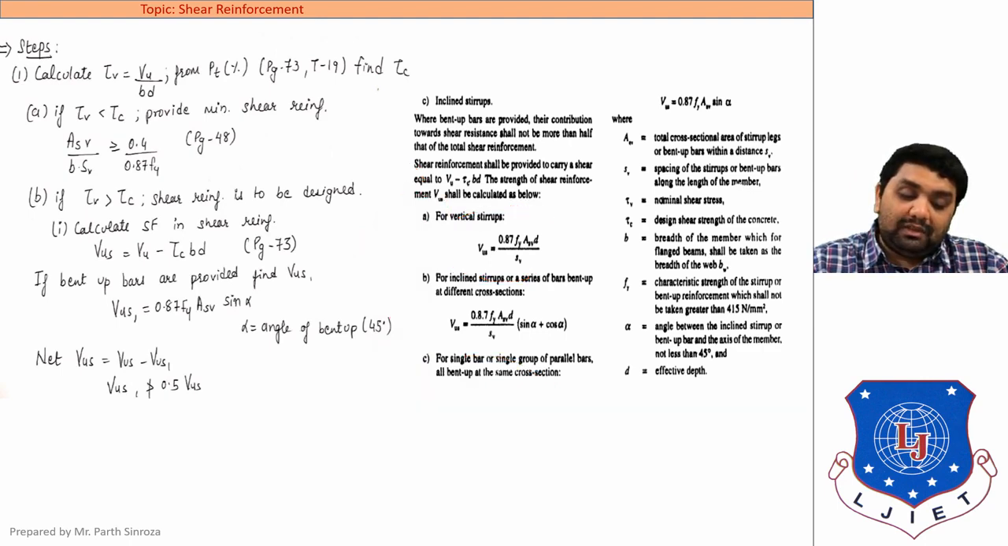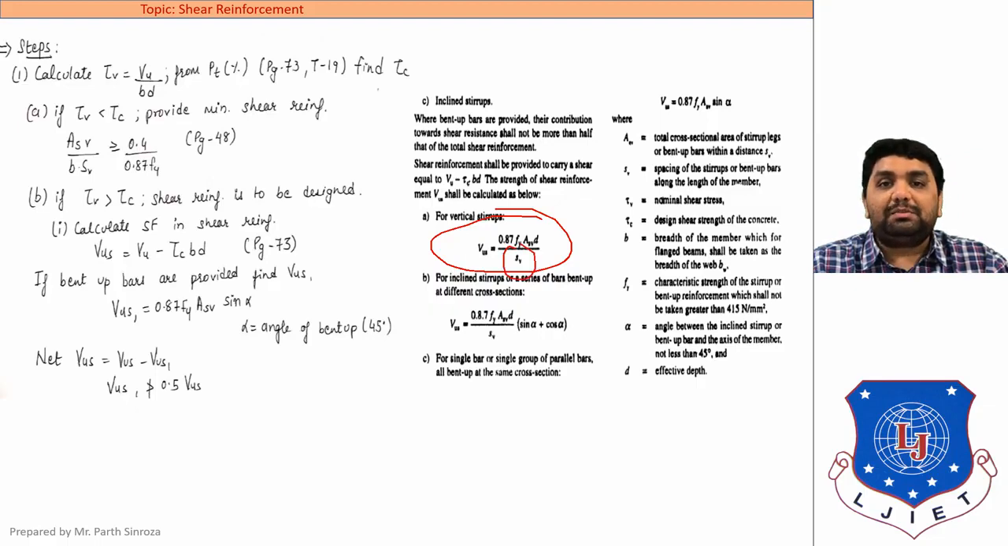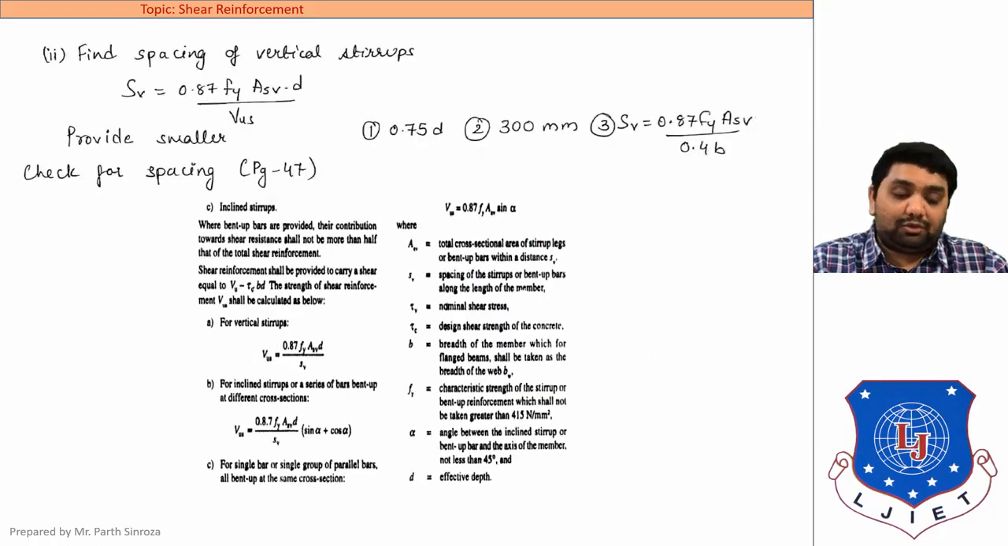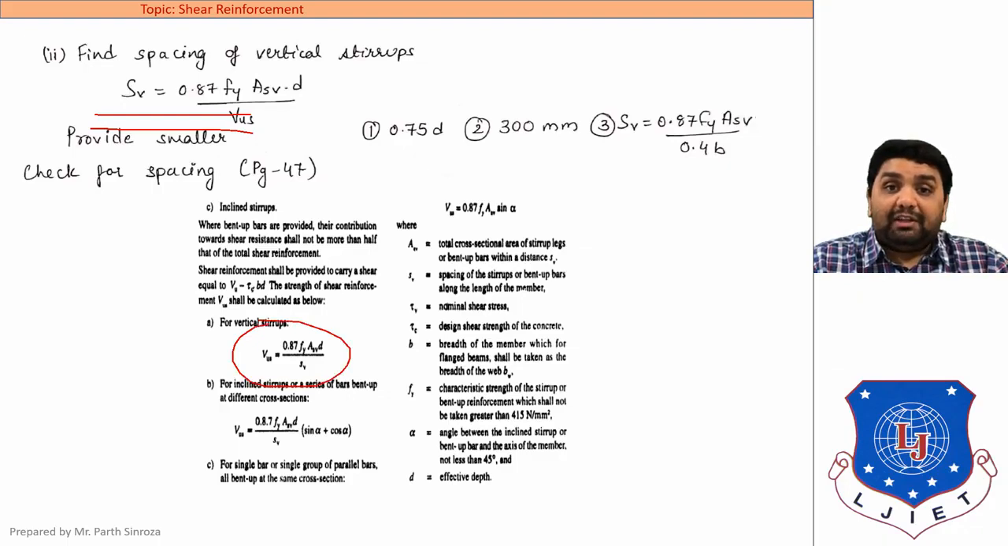In this equation we will always make Sv the subject, and by making Sv the subject we will be finding the spacing of stirrups. So the spacing of stirrups can be found by making Sv the subject in this case, and again we need to check. After providing the spacing, we need to check whether we have provided the correct value or not. For that we need to refer to three cases, and these are provided on page number 47.